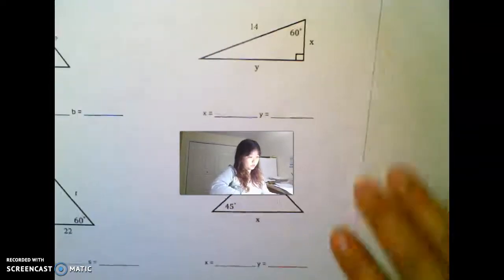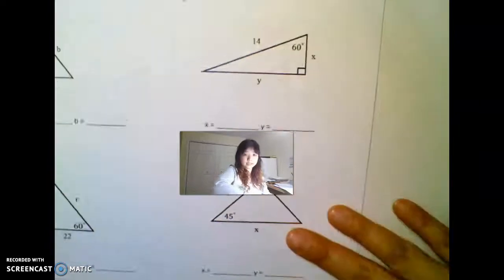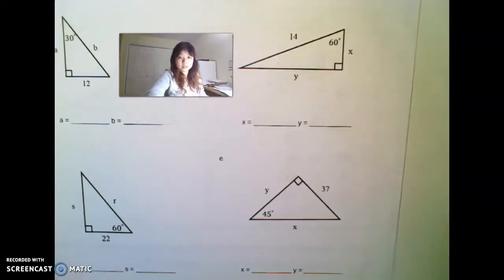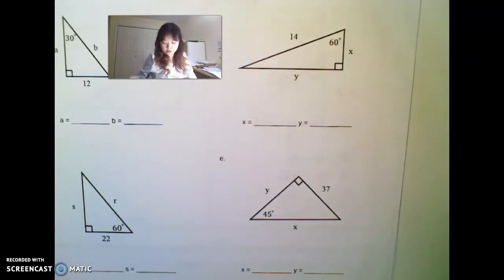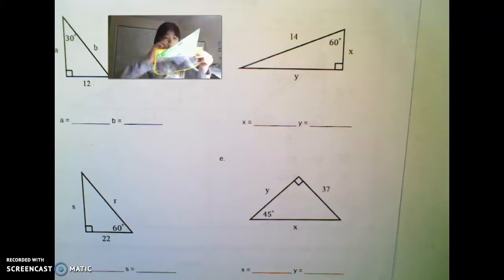I will do the right side this time, so I'll just see. All right, what do we have here? Oh boy, oh boy. We have this. What is this?